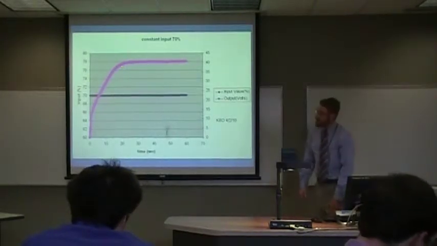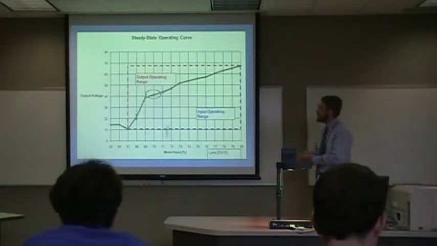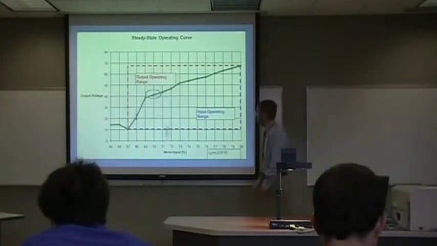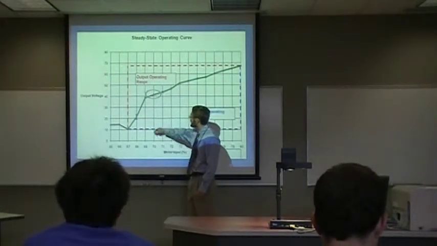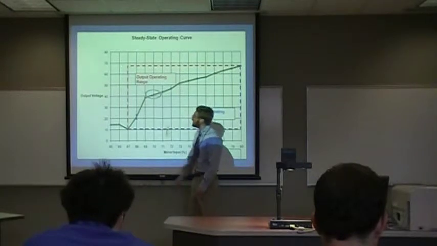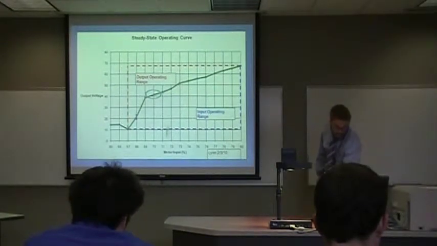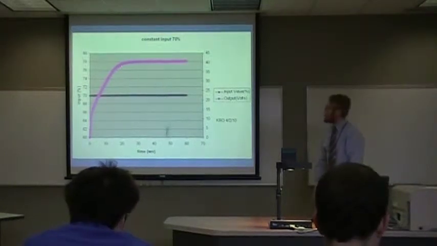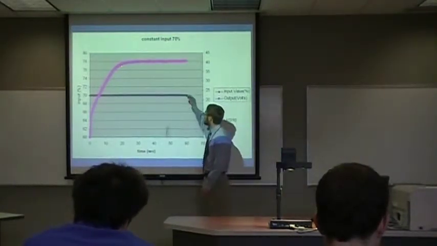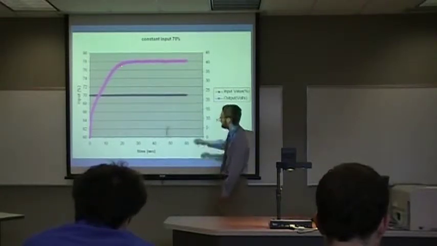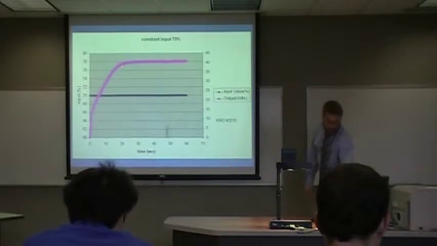Here's an example. Go back to this. Here's a point I'm going to show an example of. At 70% motor speed, we generate a steady output of 41 volts. Here's an example graph. I ran for 60 seconds at 70% motor speed, and it came up to 41 volts in around 30 seconds.